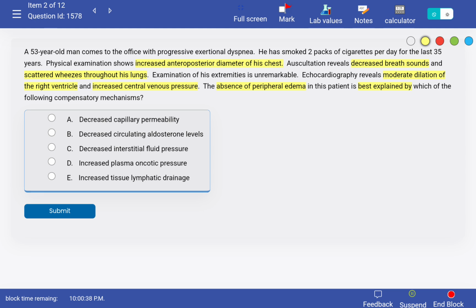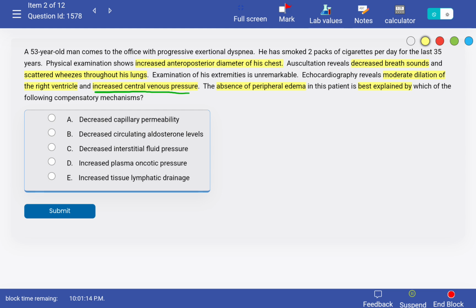So in question number 2, we have a 53-year-old man who comes to the office with progressive exertional dyspnea. He has smoked 2 packs of cigarettes per day for the last 35 years. Physical examination shows increased anterior-posterior diameter of his chest. Auscultation reveals decreased breath sounds and scattered wheezes throughout his lungs. Examination of his extremities is unremarkable. Echocardiography reveals moderate dilation of the right ventricle and increased central venous pressure.